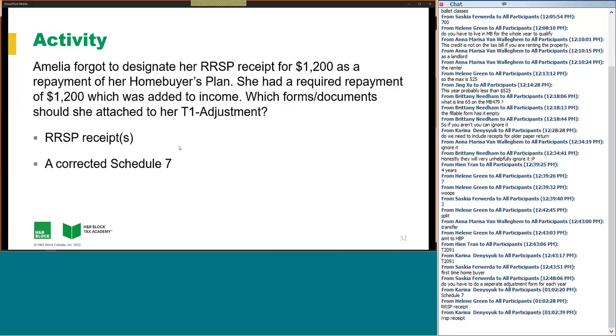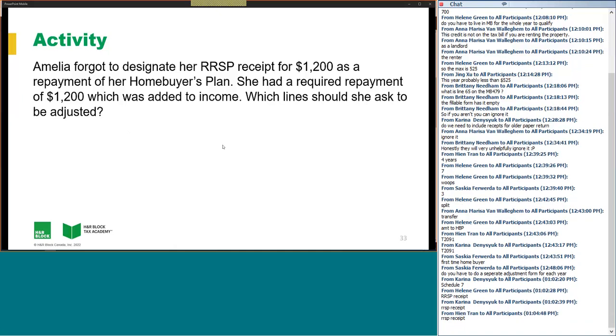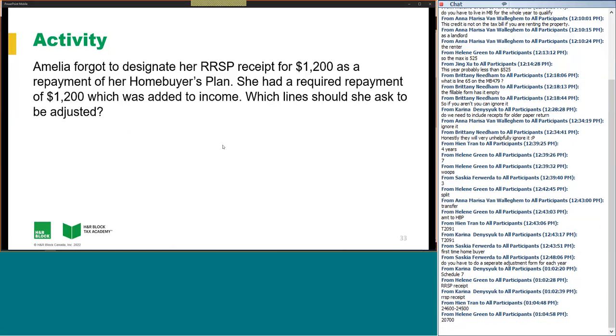Now, the next one, you might want to pull up a tax return for, or we can just, if you don't want to give me a line number, just give me the name of it. But what I would like to know is which lines should she ask the CRA to adjust? So if we want to adjust and correct the mistake she made, which lines does she need to ask for? So we're going to ask for an adjustment to which things? We're going to change the RSP deduction. She got a deduction, but she didn't want it to be a deduction, so we're going to change 20700.